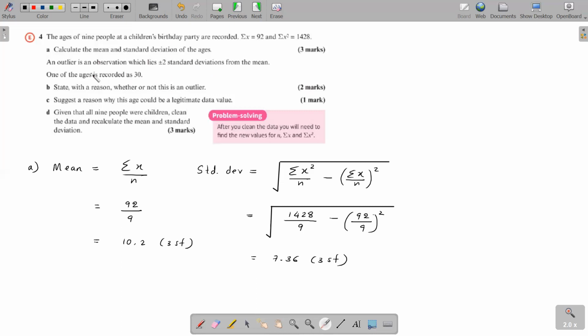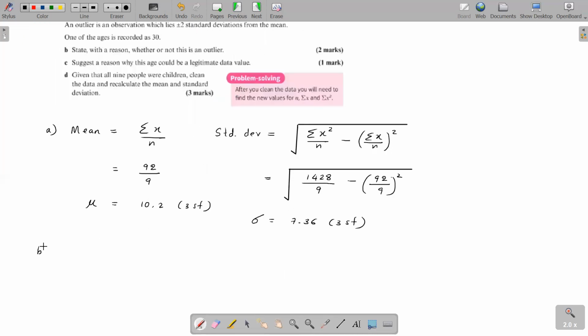So what's the rule? They say an outlier is an observation which lies plus or minus, which means you have to plus and get the upper boundary, right? Plus should give the upper boundary, minus should give the lower boundary. So plus or minus two standard deviations from the mean, which means you're adding and subtracting from whom? From the mean, which is the value we have over here, the x bar. Are you with me? Okay, so I'll say the mean is mu and this is the sigma value. So let's get the upper boundary.